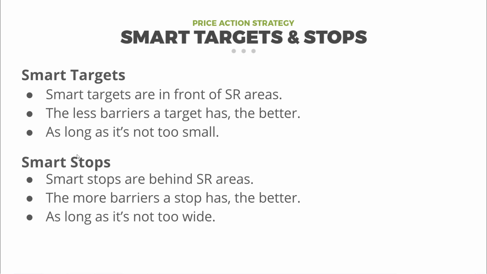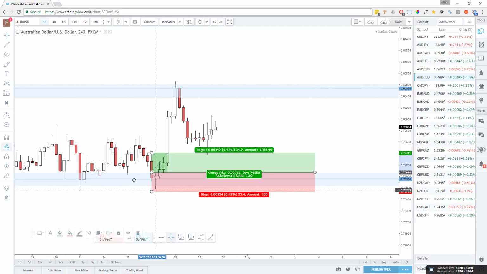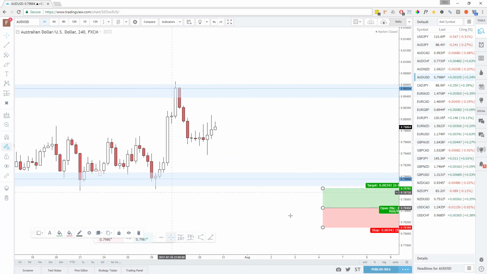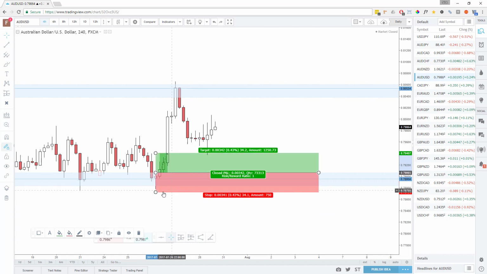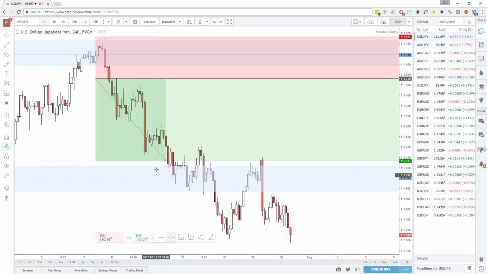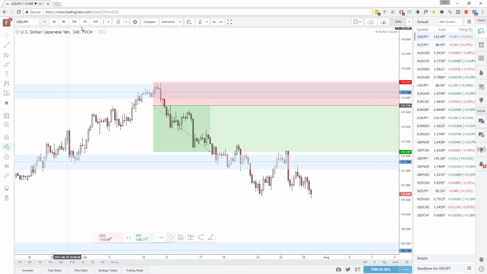Now, smart stops, just summarizing those. I forgot to say, the less barriers a target has, the better. That's just common sense. The less barriers, the better. Smart stops are behind SR areas. The more barriers a stop has, the better. So a smart stop is behind this resistance area here, and it's behind the low of that indecision candle. So it's behind resistance and a low. That's a smart stop.